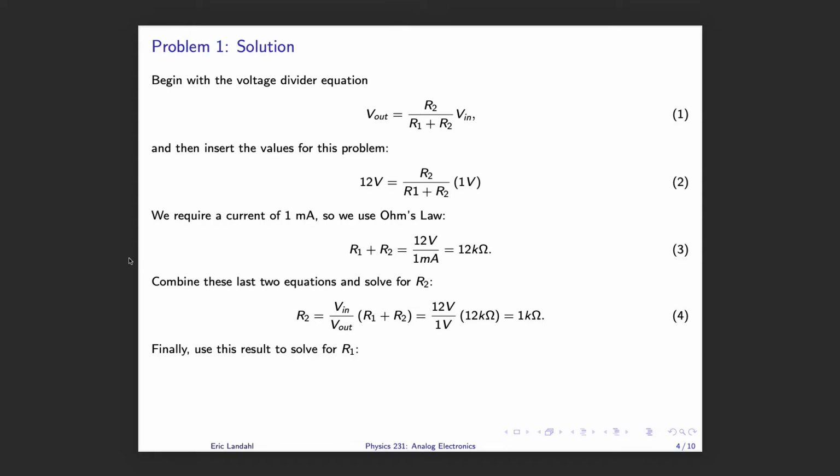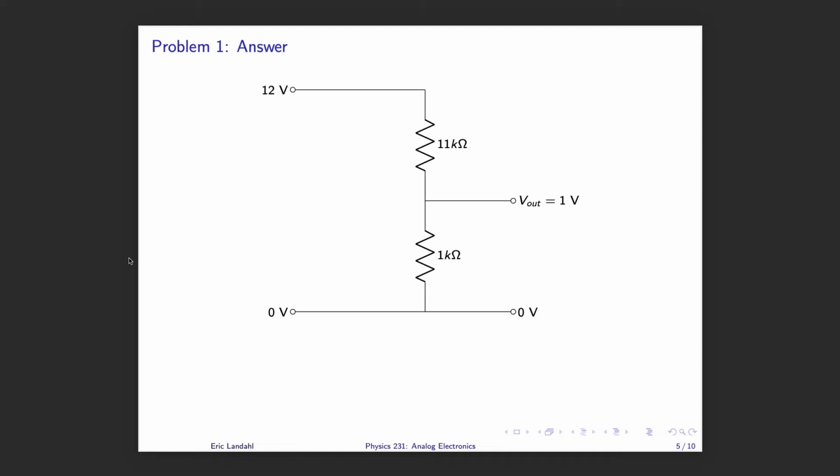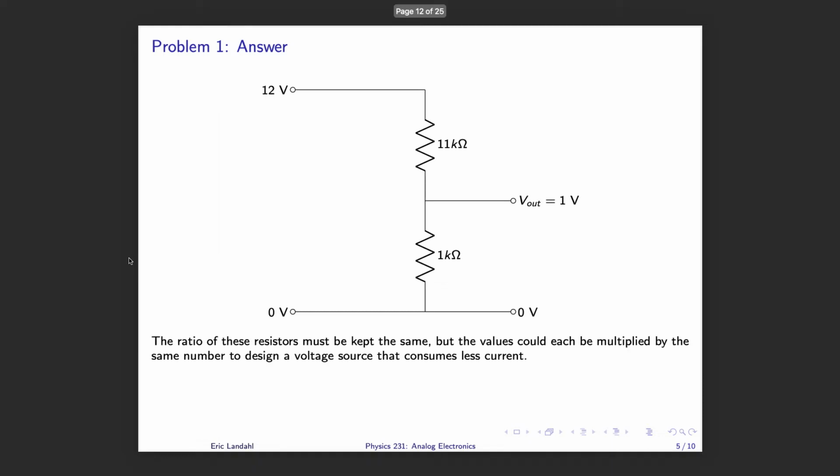That allows us to get R1, since R1 plus R2 has to equal 12 kilo ohms. That means that R1, the top resistor, needs to be 11 kilo ohms. So the top resistor should be 11 kilo ohms and the bottom should be 1 kilo ohm. And as I've shown here, now with labels on it, this configuration of resistors would give us 1 volt output from 12 volts in. This configuration looks fairly reasonable because it draws a milliamp, and the smaller resistor is on the bottom of the circuit, meaning most of the voltage drop is already done through the 11 kilo ohm resistor before we get to the 1K resistor.